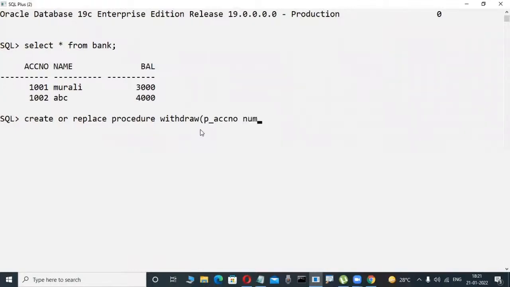Account number I'm passing. Again, the amount also I'm passing, because I'm trying to withdraw. The ATM card is there. And now here, the amount, I'm passing something. Okay. Now some coding is there. I want to find out a balance.